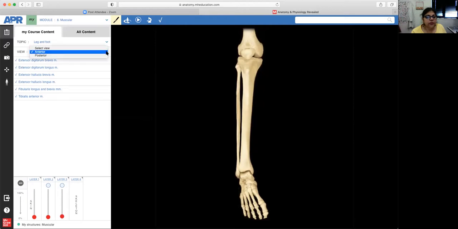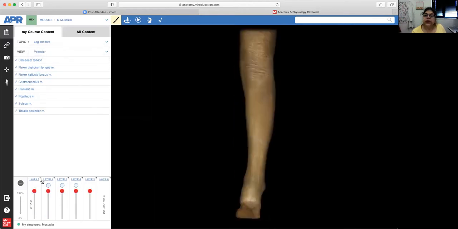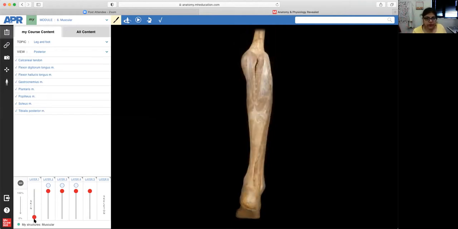Posteriorly, same right leg, but we are looking from the back side. That's your gastrocnemius, right? So the calf muscle, at the back of your leg. This is a most important muscle for walking. If you have an injury to this muscle, you absolutely cannot walk. So it's easily identifiable and very, very important for walking.